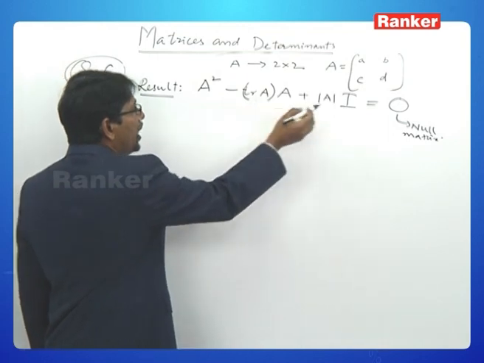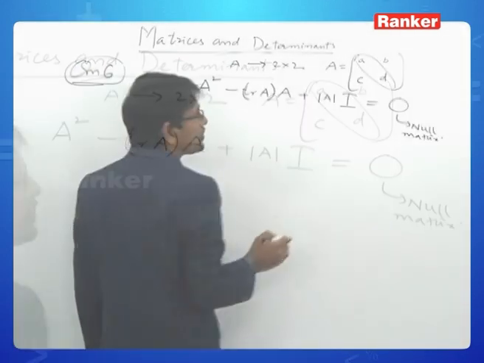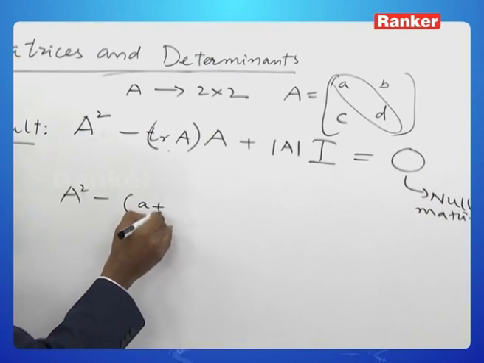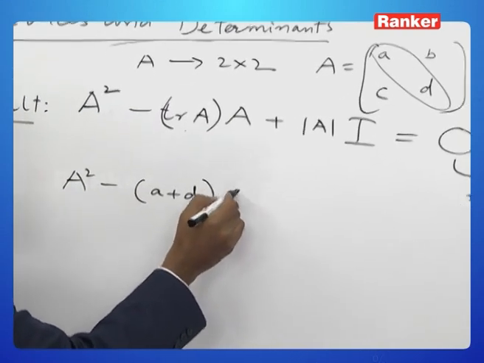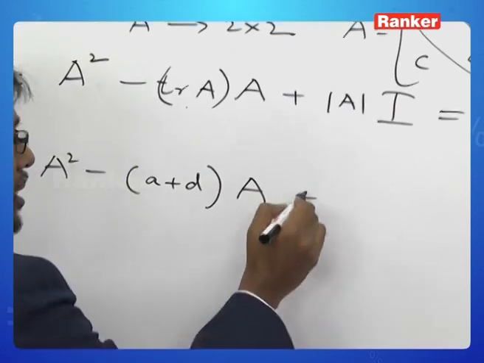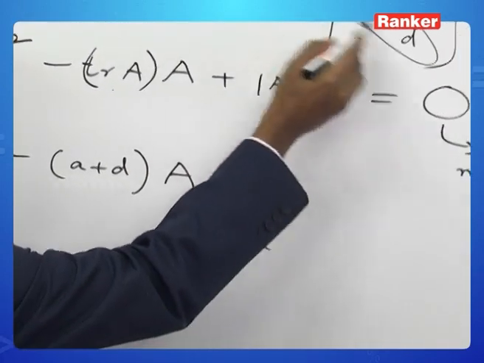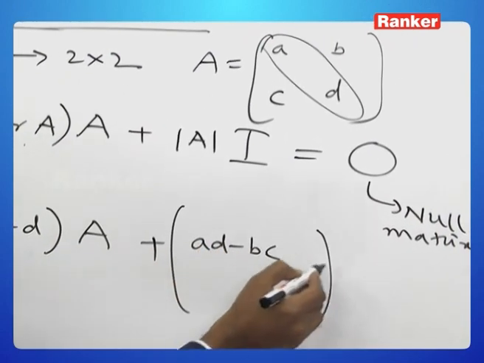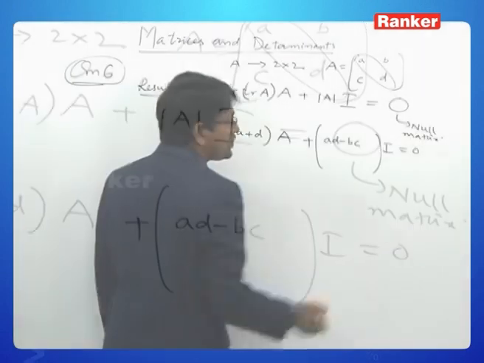What is the trace of A? A plus D. So that is A square minus (A plus D) into A, plus, what is the determinant of this matrix A? AD minus BC. (AD minus BC) into I is equal to 0.